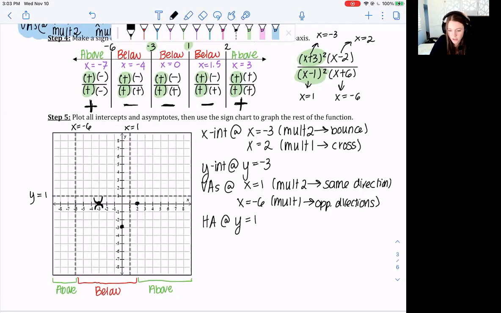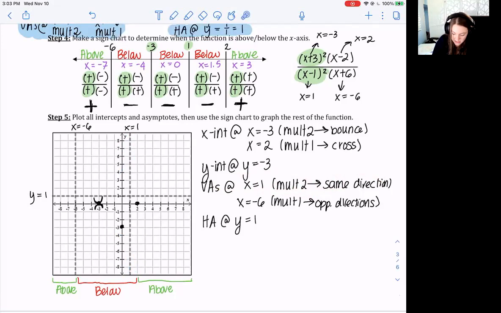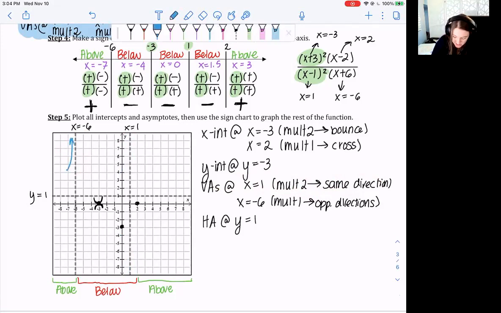At y equals 1. So with the x equals 1 asymptote, what's really important here is that because this has multiplicity 2, when we do it, it should either look like this, or it should look like this. They should go in the same direction. Whereas with the x equals -6 asymptote, we should be going in opposite directions. So we should be looking at either this, this and this, that's one option, or this and that is the other option.